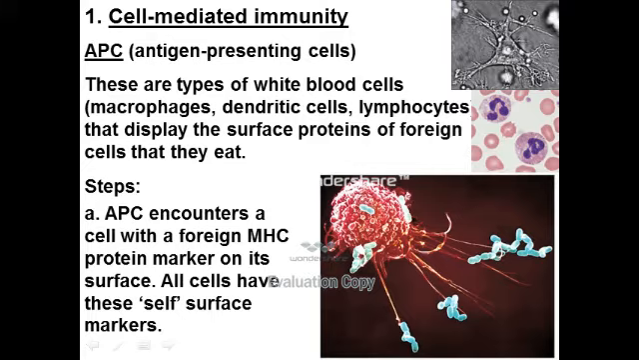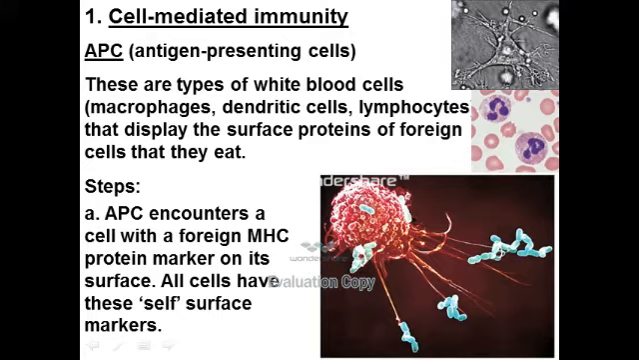Cell-mediated immunity involves our friends, the APC. Those are antigen-presenting cells. They're types of white blood cells that might be a huge macrophage, maybe a dendritic cell with many arms, or other white blood cells known as lymphocytes. Whatever they are, they're going to display the surface protein of foreign cells that they consume.